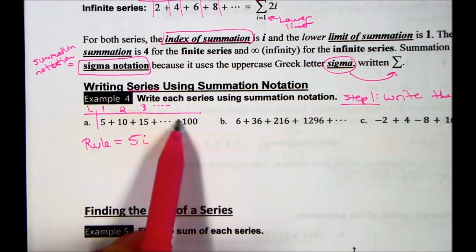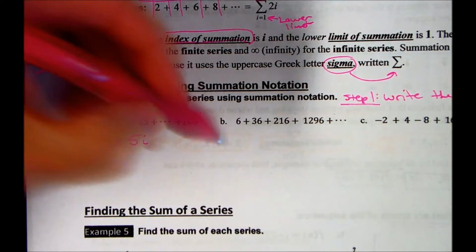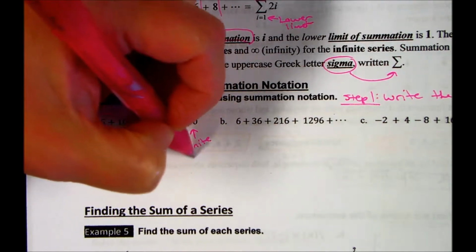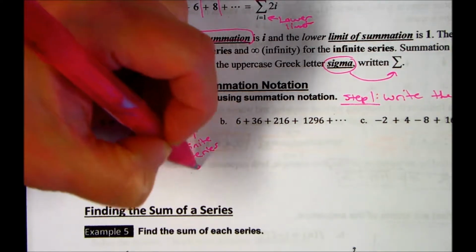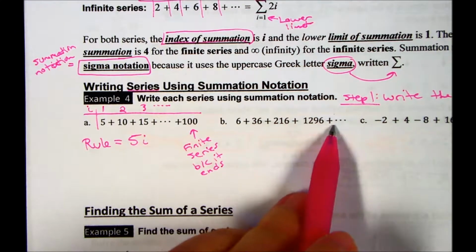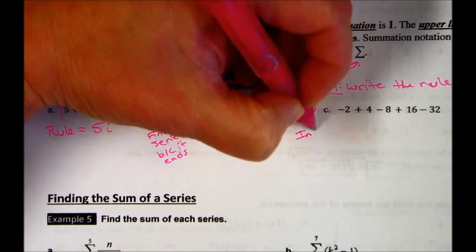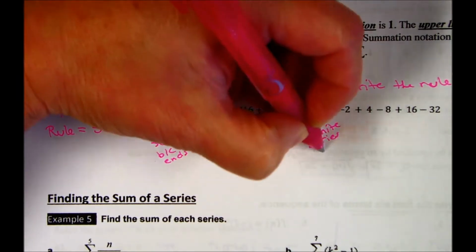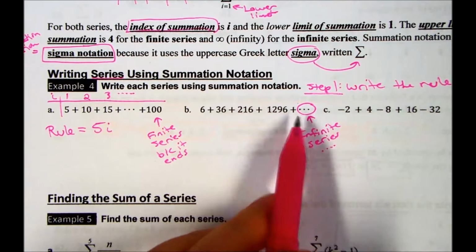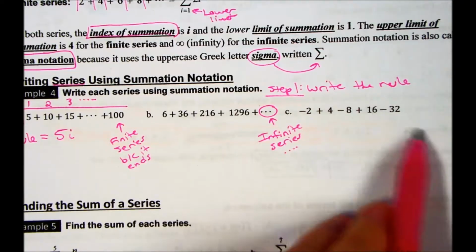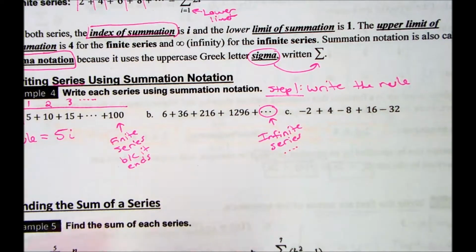So then, looking at the last term here, since it does end, this is a finite series because it ends, where this one would be an infinite series because of the dot, dot, dot. That dot, dot, dot shows you that it goes on forever and ever. This one actually has a final number, and this one does not. So this one again will be finite.